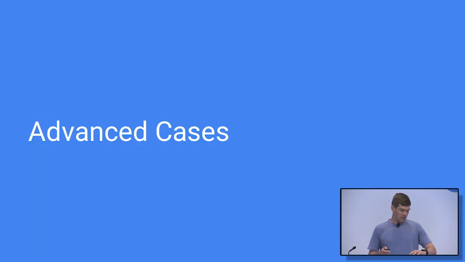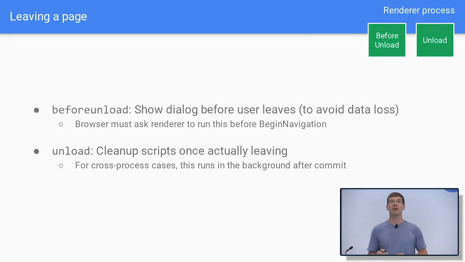OK, so we've gone through the basic Omnibox flow. I'll now cover a little bit about some of the more advanced cases in navigations. Leaving a page turns out to be surprisingly more difficult than you might imagine, due to two events exposed to web pages. Before a navigation proceeds, web pages can run a beforeunload event that allows them to show a dialogue to the user saying basically, hey, you're about to lose data. Do you really want to go away or not? And then the user can either proceed or cancel at that point. And then once you've actually decided to leave, pages can run unload handlers to do cleanup work.